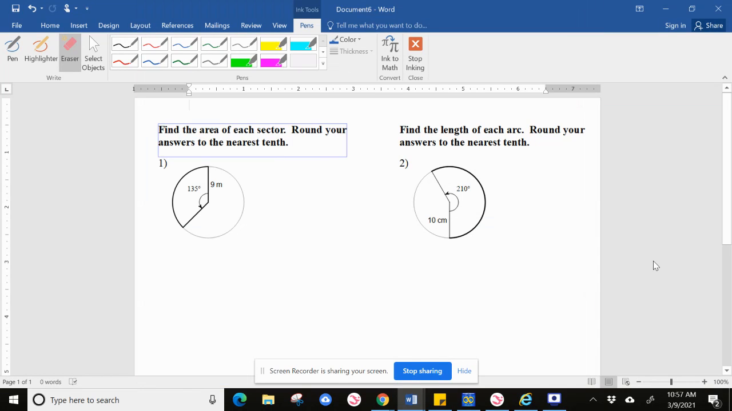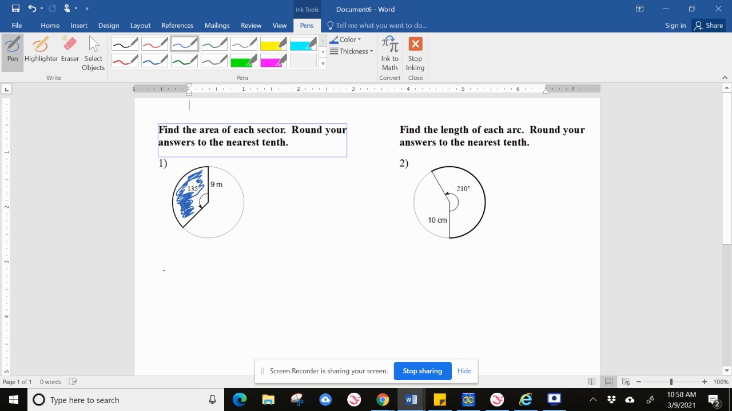All right, I'm going to do two questions with y'all today. One of them is an area of a sector question, and the other one is an arc length question. So remember when we're talking about area of a sector, we're really talking about a fractional piece of the circle. All right, so this piece right here that I'm coloring in on the blue, that's your sector. It's like a slice of pizza.